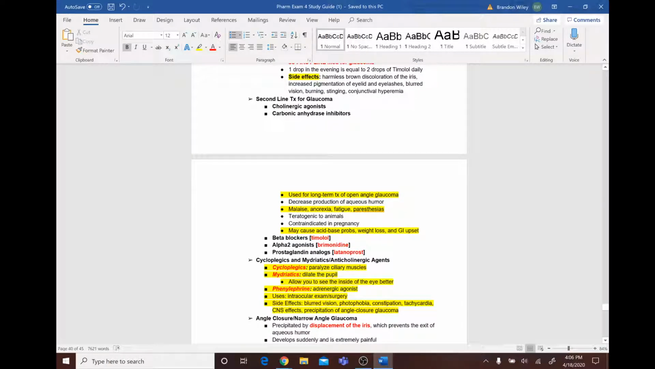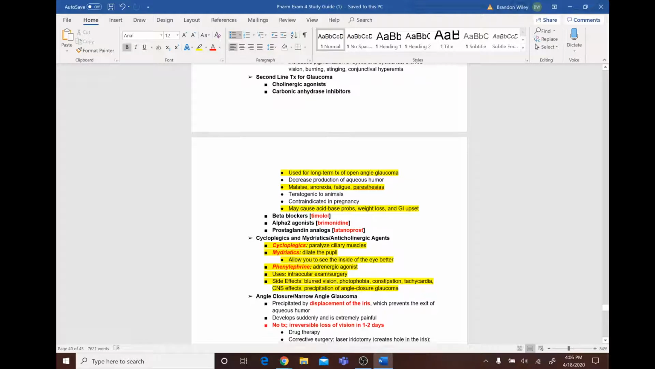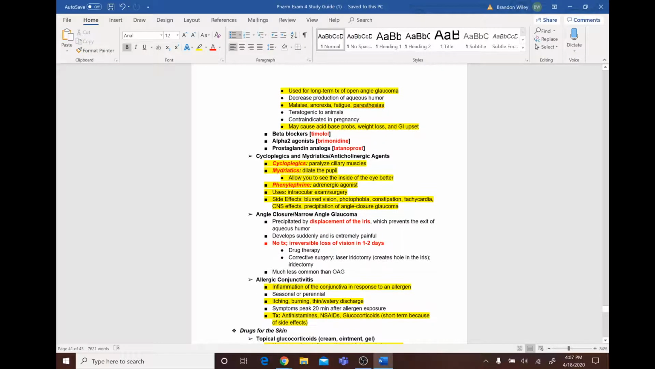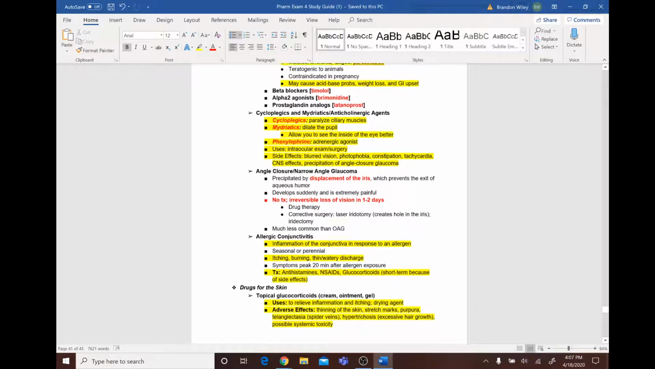What are carbonic anhydrase inhibitors used for? Long-term treatment of POAG. What are the side effects of carbonic anhydrase inhibitors? Malaise, anorexia, fatigue, paresthesias, may cause acid-base problems, weight loss, and GI upset. What are cycloplegics? Paralyzed ciliary muscles. What do mydriatics do? Dilate the pupil, allow you to see inside the eye better. What does phenylephrine do? It's an adrenergic agonist, used for intraocular exam or surgery, stuff like that.